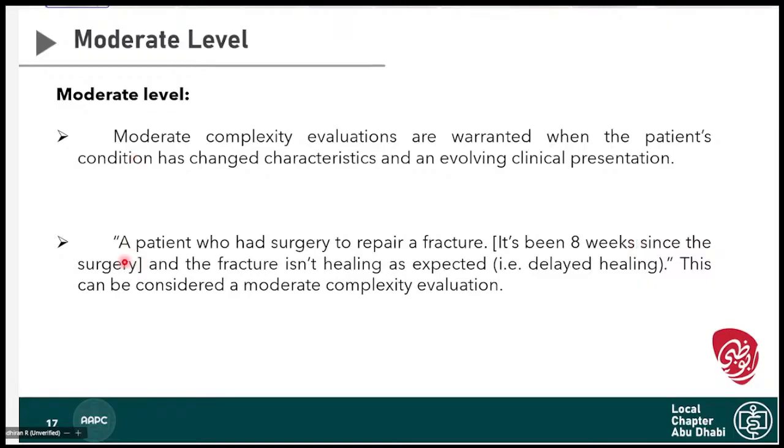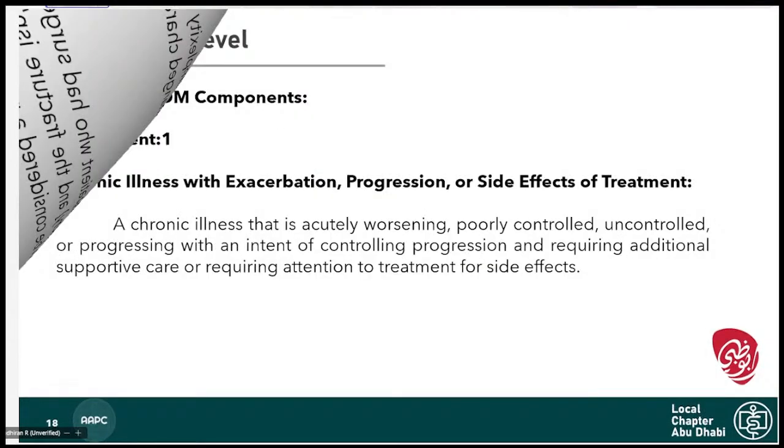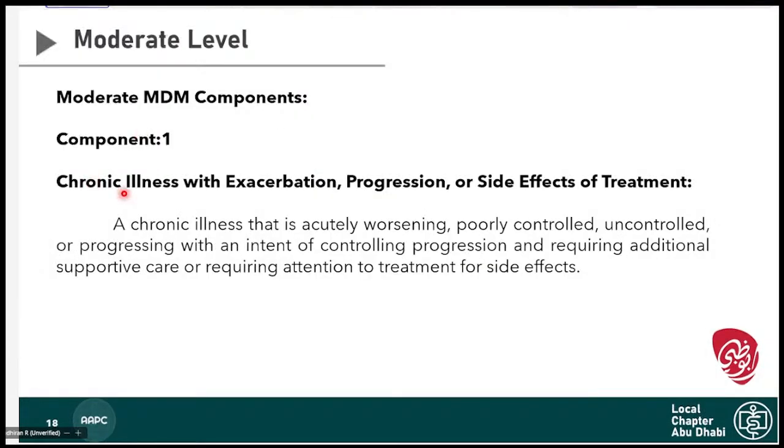For example, a patient already had a surgical repair, totally completed more than 8 weeks ago, but the wound is not healing as expected. We can call it delayed healing. These types of conditions always require moderate complexity evaluation. Why? Because additional treatment is required. Next we'll discuss component one, chronic illness with exacerbation, progression, or side effect of treatment.